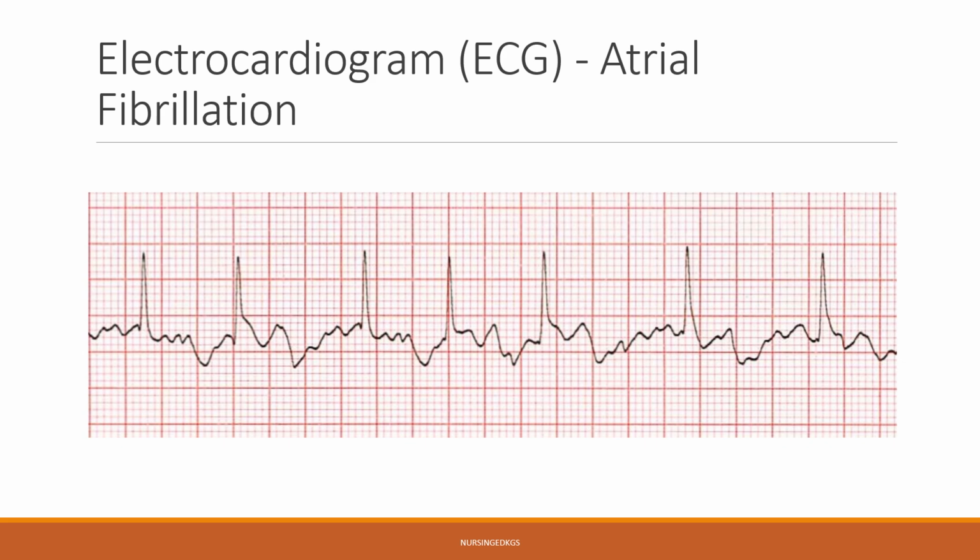Right? Now, the next thing that I also noticed on this rhythm strip is that there are no P waves. There are fibrillatory waves, but these are not P waves. Right? And so these are represented by here. Now, the absence of P waves represents the absence of atrial depolarization. And instead, what we have in atrial fibrillation is erratic fibrillatory waves.